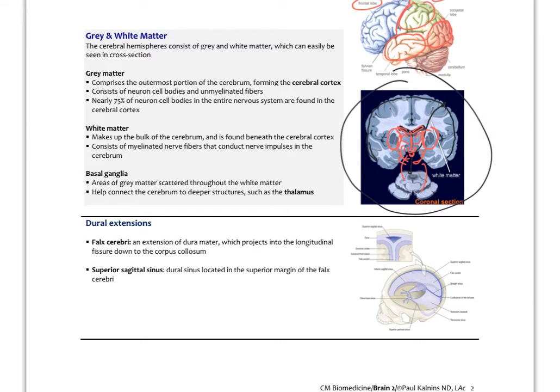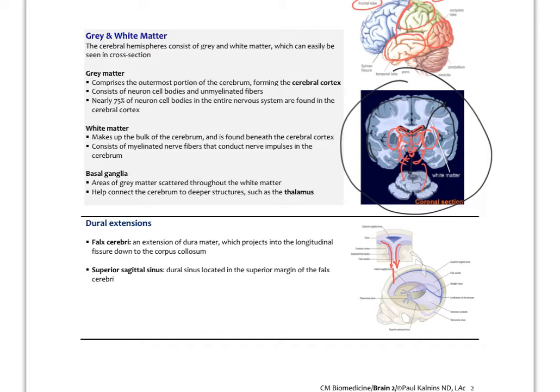Remember, the cerebrum is covered in dura. Well, it's covered in meninges, and the outermost layer is the dura. And the dura has something called the falx cerebri, which is an extension of the dura down into the longitudinal fissure. So that's shown in this picture here, and that's going to go very deep down, and that's again going to separate the right and the left hemisphere.